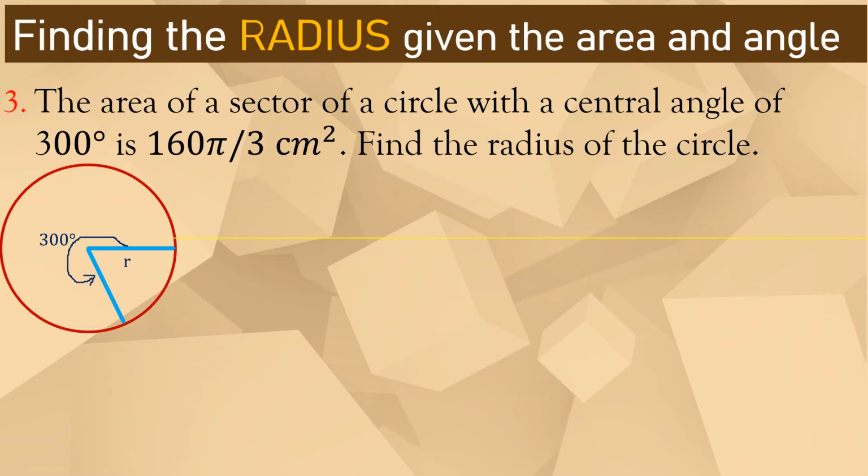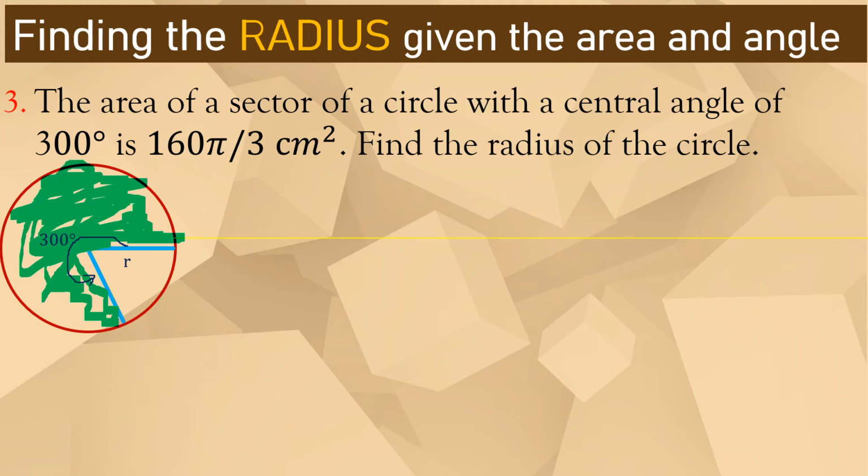The area we are referring to is the portion being formed when you rotate it. Okay, the 300 degrees, this whole area. So this is what it refers to, because this is where you moved. So that is 300 degrees. In 300 degrees, this green portion has an area of 160 pi over 3 square centimeters.